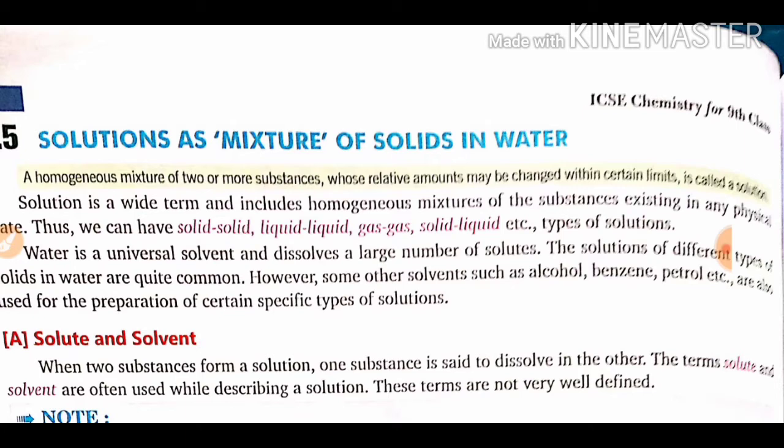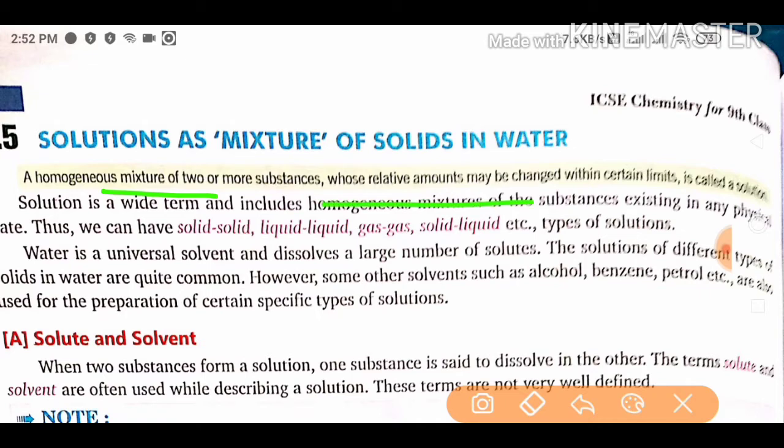First of all, you have to know what a solution is. A homogeneous mixture of two or more substances whose relative amounts may be changed within certain limits is called a solution. To understand this, solution is a wide term and includes homogeneous mixtures of substances existing in any physical state. Thus, we can have solid, liquid, gas types of solutions.